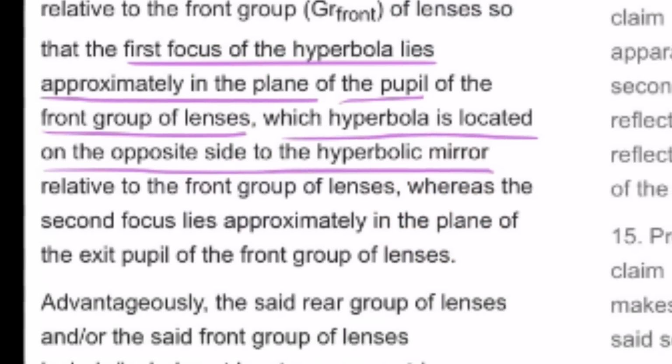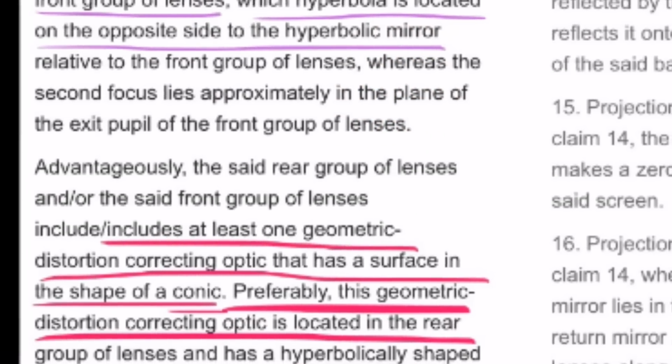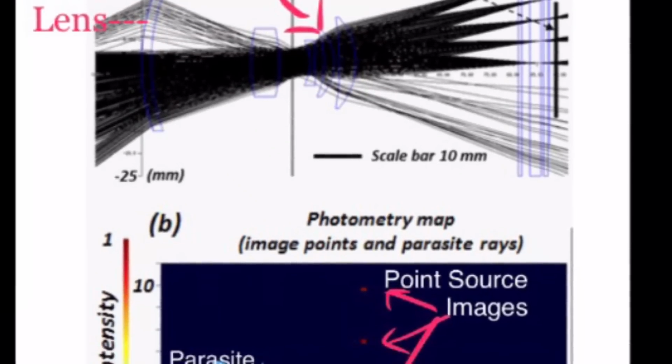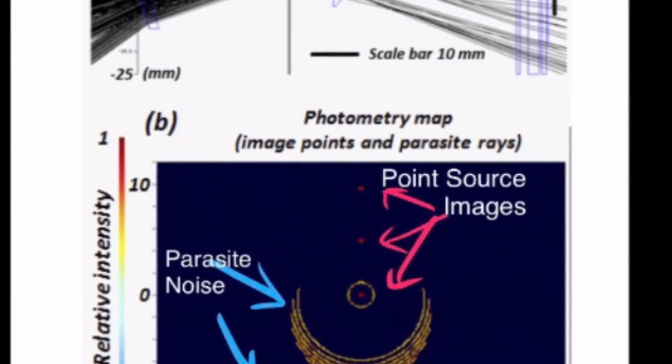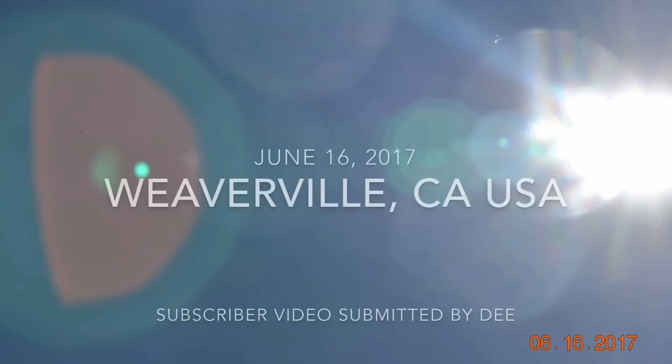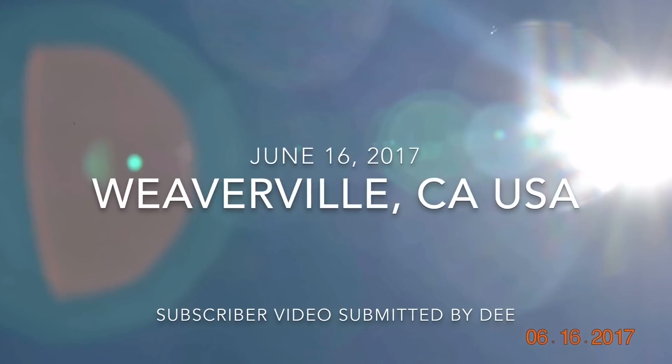Using hyperbolically shaped mirrors and lenses, you can correct the geometric distortion. Four days later, using the same Nikon camera, but now in Weaverville, California.